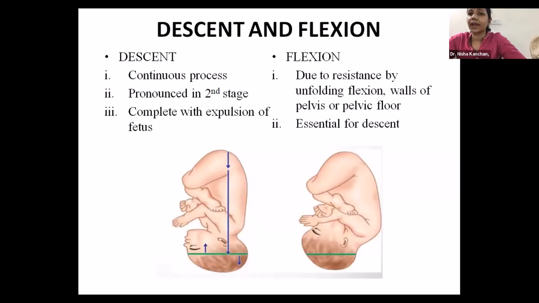So what are the factors which help in descent? That is straightening of the fetal ovoid. If you see the first figure, the spine is straightening. The normal position is figure C, where there is convexity of the fetal spine. So then there is straightening of the fetal spine. There is more and more descent of the fetal head. This is one of the factors responsible for descent.